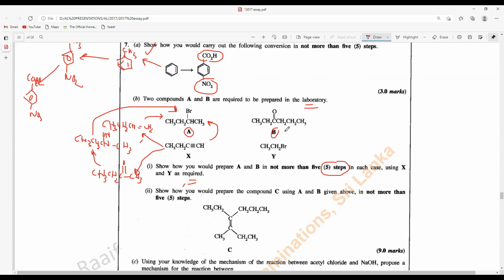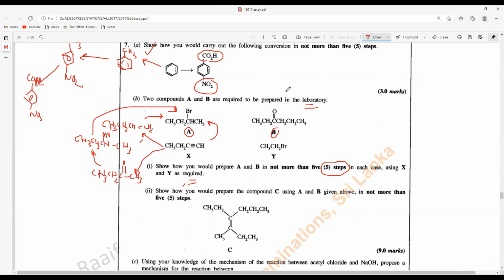Then B here. So what do you think? What can you do with B? So here I see a carbonyl compound, right? So what you can do here, you can convert this to this one.